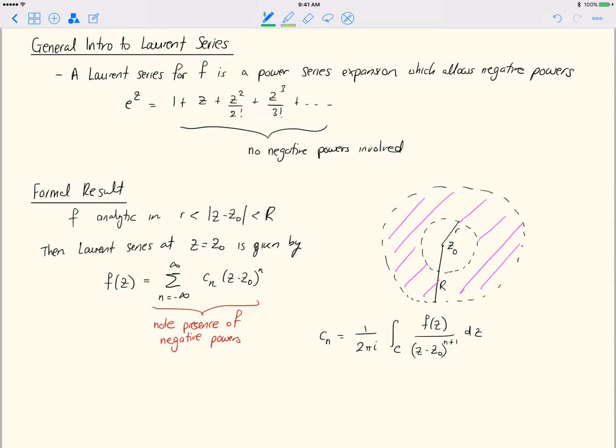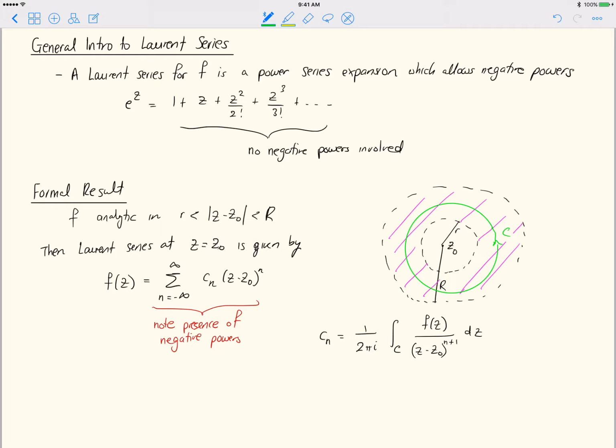So if I draw some random contour lying in the shaded region, C can be something like that. So this is C. So you have that power series expansion, and the coefficient Cn for any n is given by that contour integral, where you can take C to be any closed contour lying in the annulus. That's pretty much it for Laurent series.